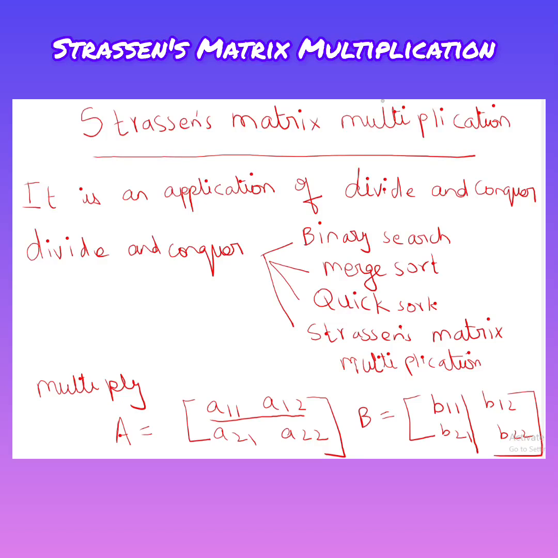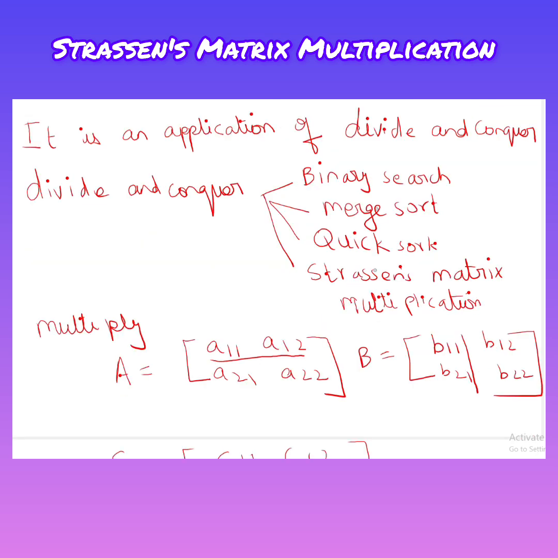Good morning everybody, and today we are going to see about Strassen's matrix multiplication. Strassen's matrix multiplication is an application of the divide and conquer rule. The divide and conquer rule also has applications which include binary search, merge sort, quick sort, and Strassen's matrix multiplication. So now here we are going to multiply the two matrices.